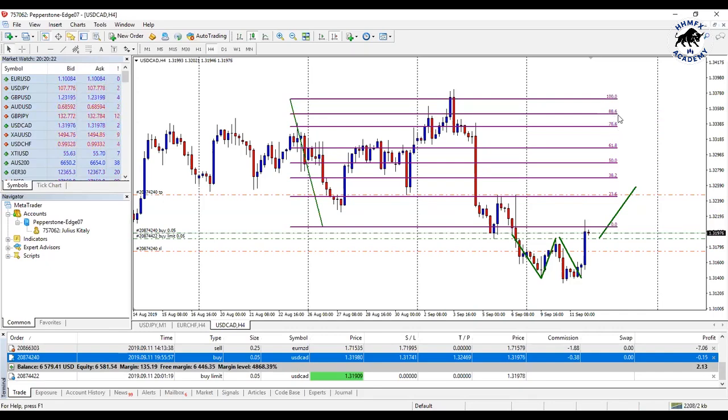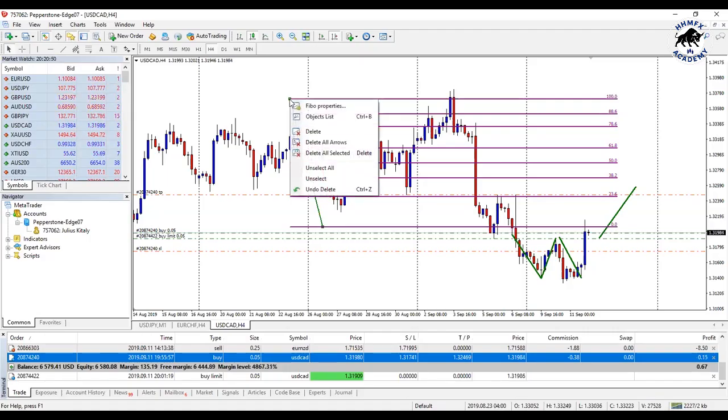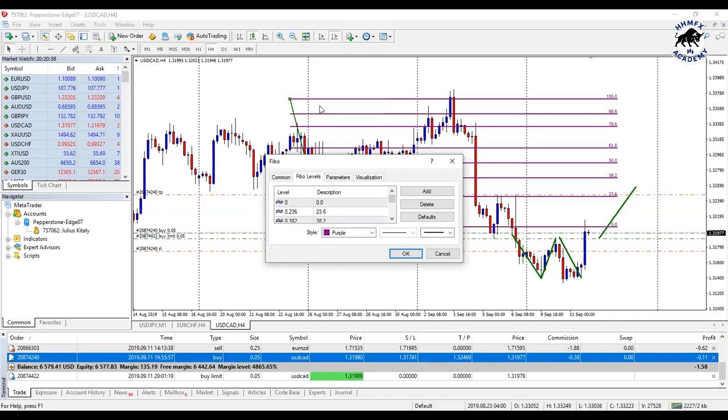They are the ratios that are being used by most traders around the world. So you just add them manually. How do you add them? You come to this, double click. If you double click, it shows these dots. Then at the same point, you right click. It shows you something like that. Then you go to Fibo properties. After going to Fibo properties, you just see something here.